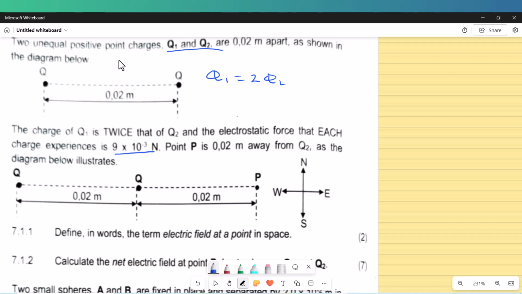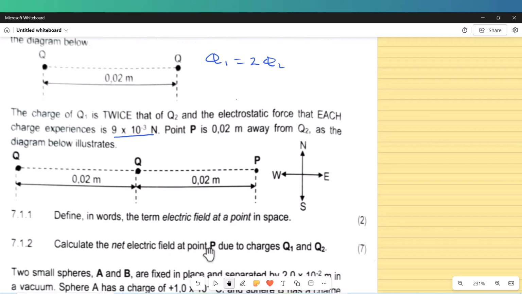Define in words, this one we are done with it. Then they say, calculate the net electric field at point P due to the charges Q1 and Q2. So now we are going to use the formula which says that the E net at point P is given by the E due to the charge Q1 plus the E due to the charge Q2.